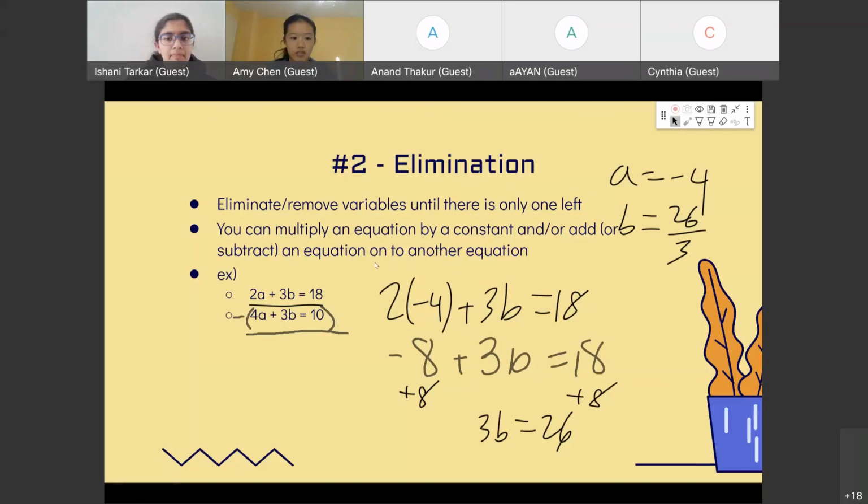So this is how elimination can be useful, because if you try to use substitution for this, you would have to do a bunch of division to try to get one variable isolated so you can substitute it in. And honestly, no one wants to do that. So that's why we can use elimination to solve for just one variable.